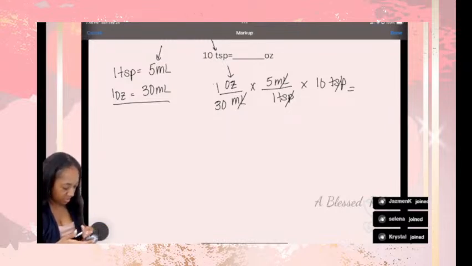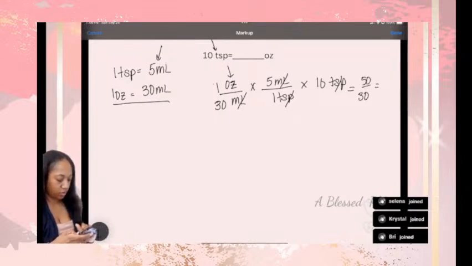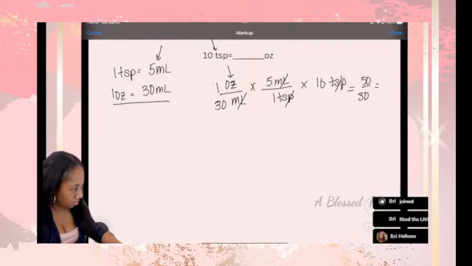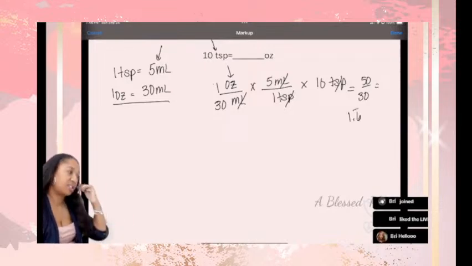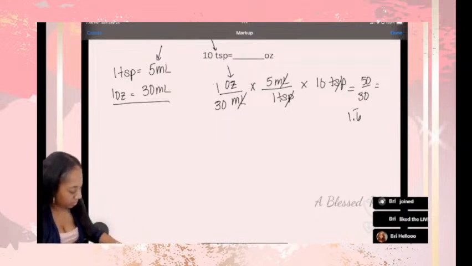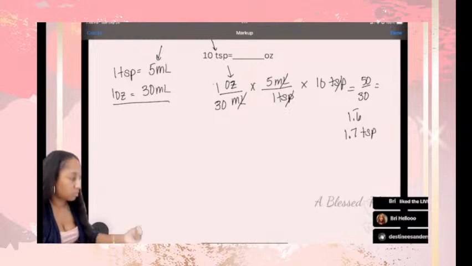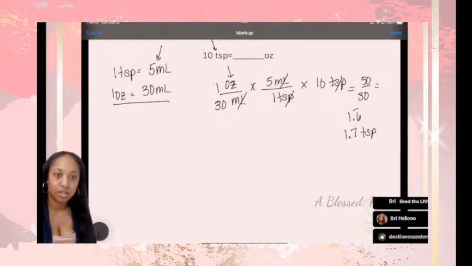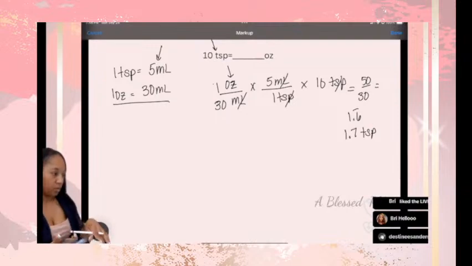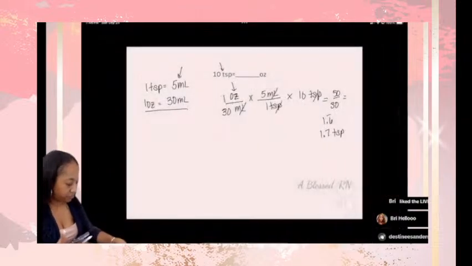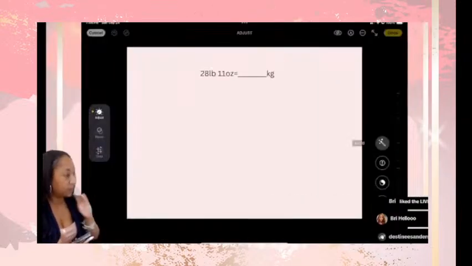So 5 times 10 is going to be 50. 50 divided by 30 is going to be 1.666 repeating. So we say 1.7 teaspoons if you are rounding to the nearest tenth. Okay? Alrighty. Moving right on along.